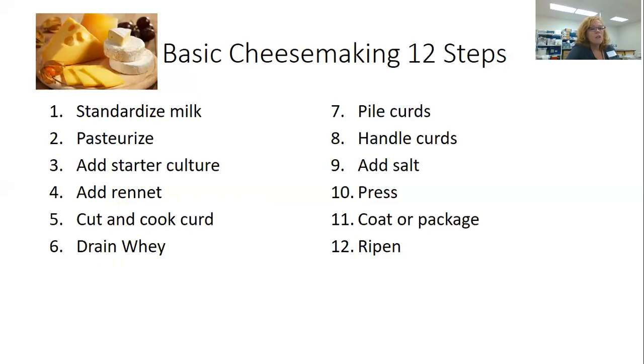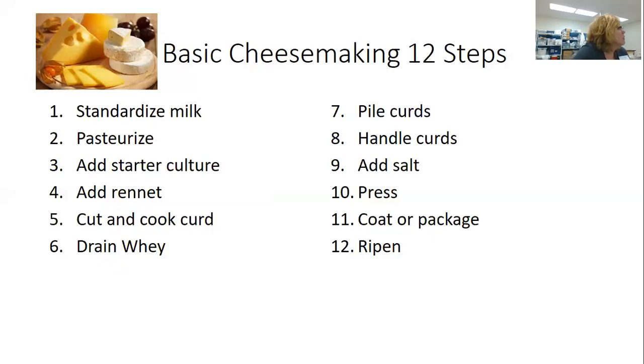Then we add rennet. The definition of rennet is an enzyme. It can either be animal-based or I think plant-based, and that clips the proteins apart. So when the cheese starts to curd, it forms better curds. We have to cut the curd and cook it, so we have to keep all that warm. And then we drain the whey, which is the other soluble protein out of the water. We pile the curds into a pile. They may handle the curds, stir them to keep the whey draining, and then add some salt.